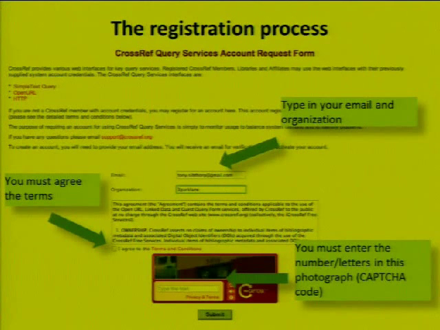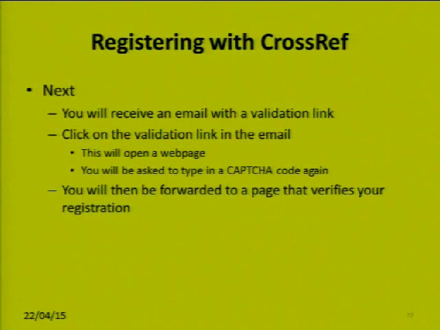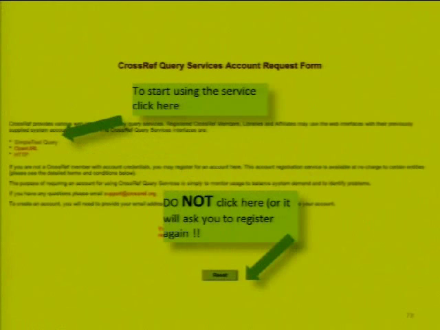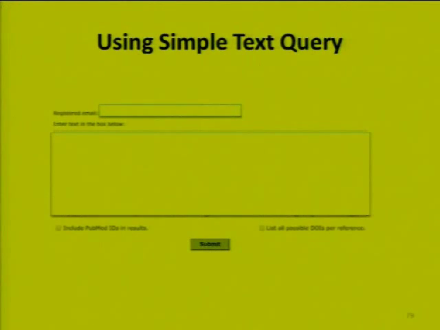So it shows, it's very simple. Your name, your organization, so it's your email and your organization. You click to agree the terms, and you enter the CAPTCHA code at the bottom just to prove you're a person. So that's registration. You get a validation. You validate it. It's just a slide here. To use the service, don't click there, which most people do, because that takes you to register again.